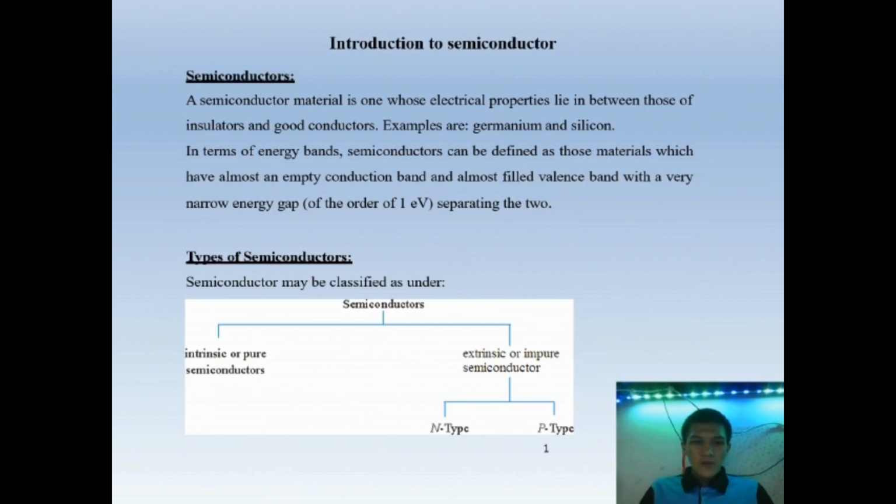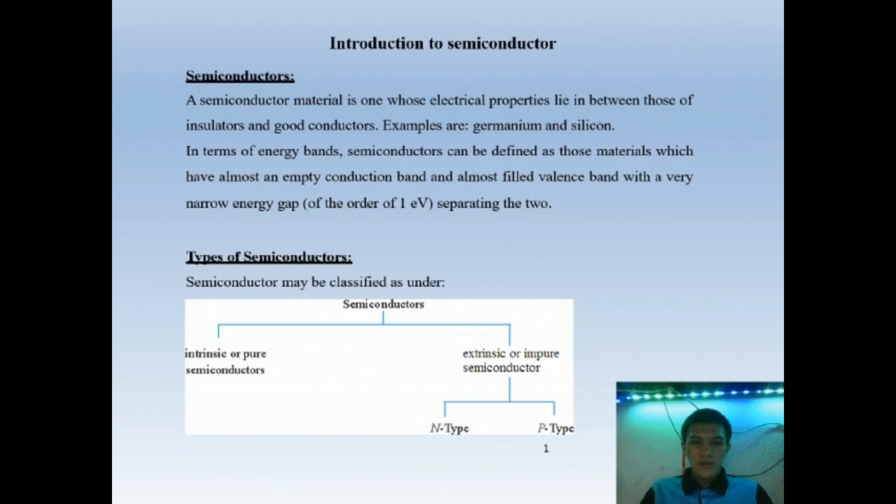In terms of energy bands, semiconductor can be defined as those materials which have almost an empty conduction band and almost full valence band with very narrow energy gap of order of 1 eV separating the two.